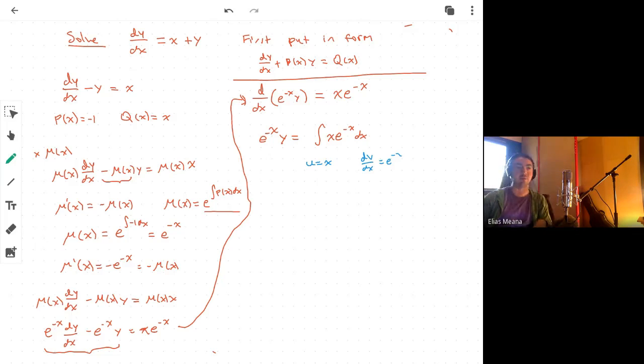So this is where I was saying it's helpful to know your integrals, right? And so du dx is just 1, and v is minus e to the minus x, okay? All right. And so our integral is then going to be uv minus the integral of v du, right? That's our integration by parts formula, which is, of course, going to give us minus x e to the minus x minus the integral of v du.